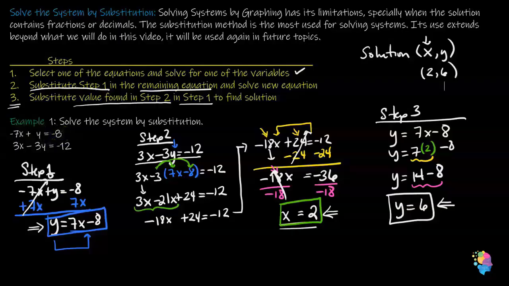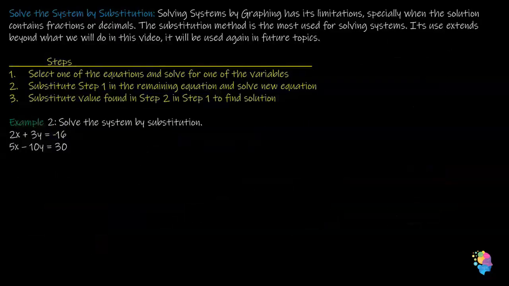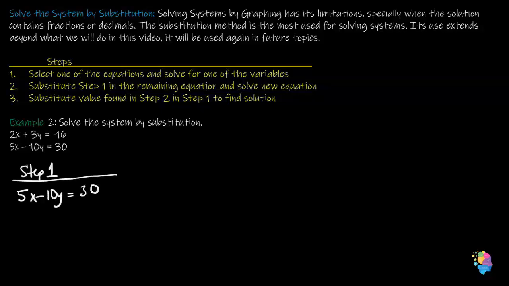Let's try one more example for this section. Now, since we have used the first equation for step 1, I'm going to select the second equation this time around. So in step 1, I'm going to select 5x minus 10y is equal to 30. Again, I'm using the second equation to show you that it doesn't really matter. Since we have been solving for y, for example 1, let's solve for x this time. Just to show again that it doesn't really matter which equation you select or which variable you solve for, you should still end up finding a solution.